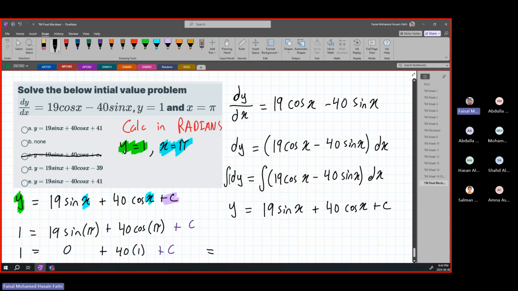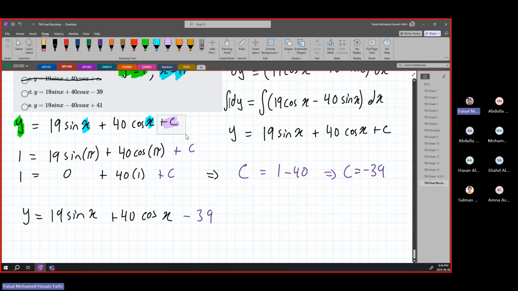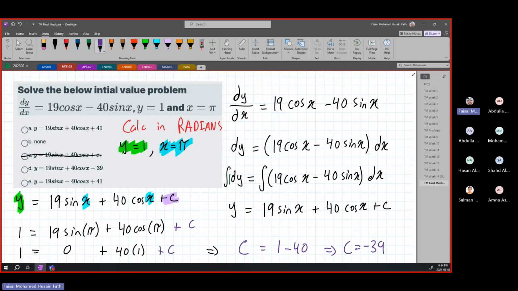In other words, we can say that c is equal to 1 minus 40, so c is equal to negative 39. And now we can plug this back into the equation. So we'll have y is equal to 19 sine x plus 40 cosine x plus c, which is negative 39, right? So it's plus times minus, so it becomes minus 39. And that's it. 19 sine x, 40 cosine x, minus 39. So we have minus 39 over here, and it is D.